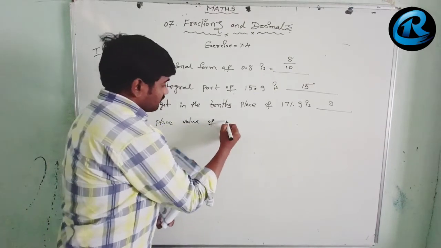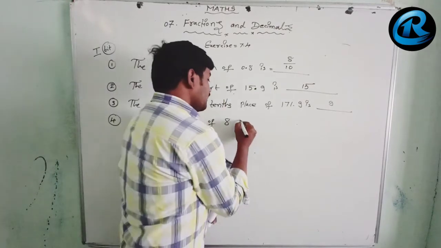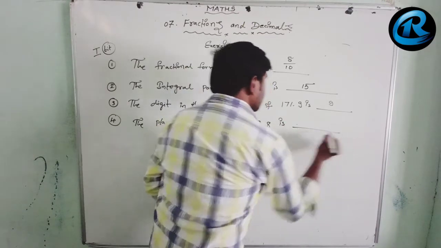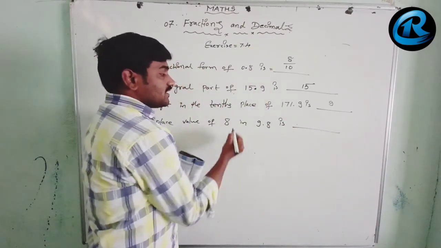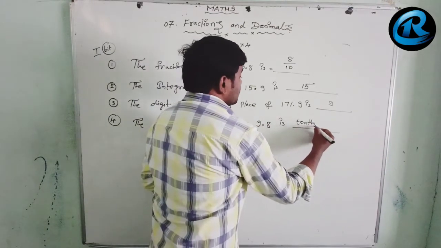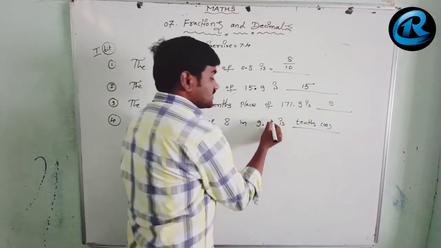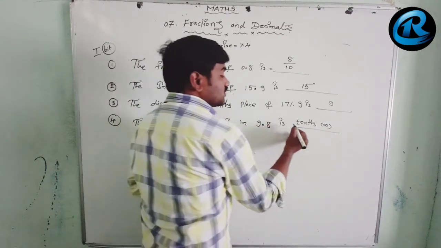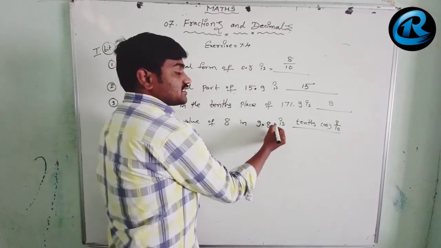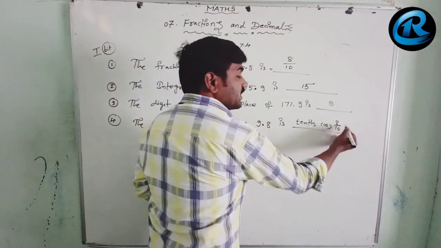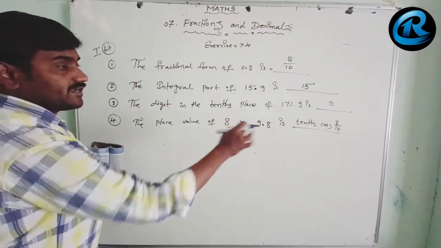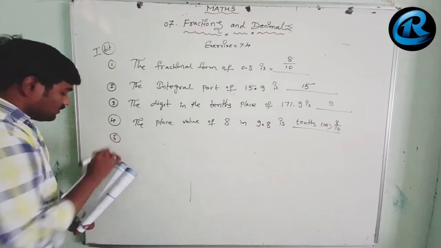Value of 8 in 9.8 is the place value of this 8. What will that be? After the decimal point it starts from the tens place. We can also write this: after the decimal point, the first digit is in the tens place. So we will divide 8 by 10. If there is a second digit, we divide that digit by 100. So either you write tens or 8 by 10. You can write either; both will be correct.